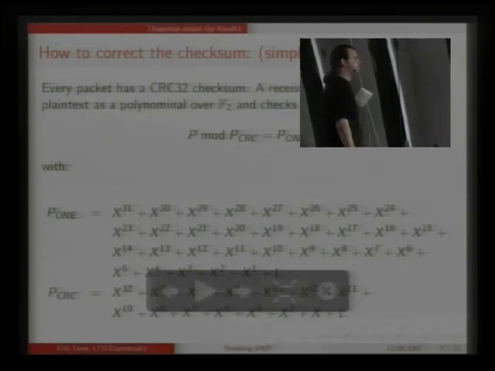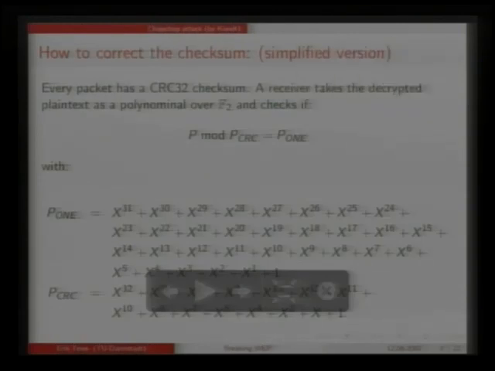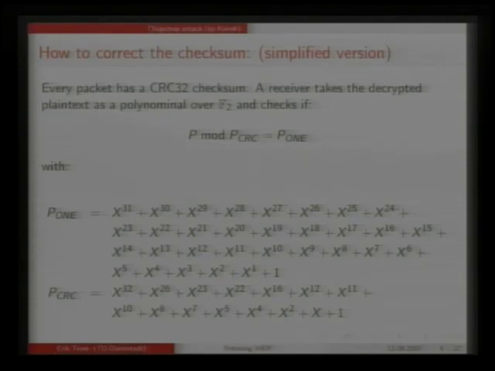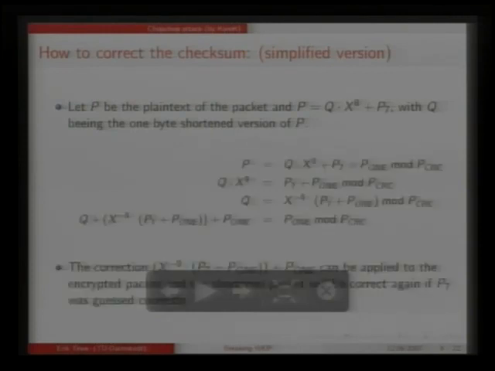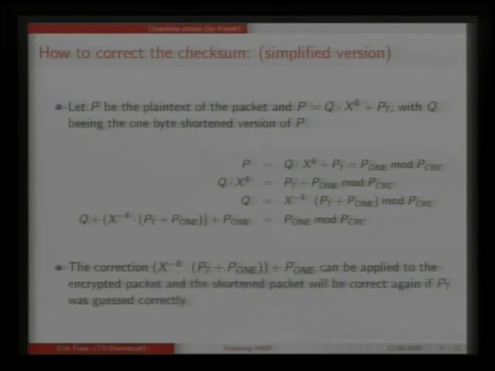The basic idea behind that is that if you get a checksum, then the receiver will verify this checksum using this formula, and below there are only some polynomials, but the exact value of these polynomials doesn't really matter. And what you can do is you can find an equation which tells you how to correct the packet.